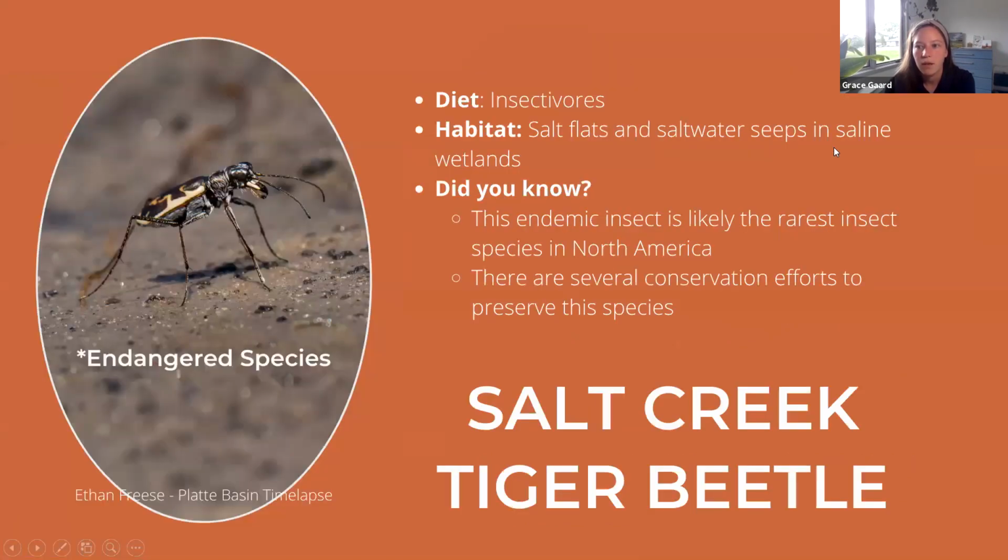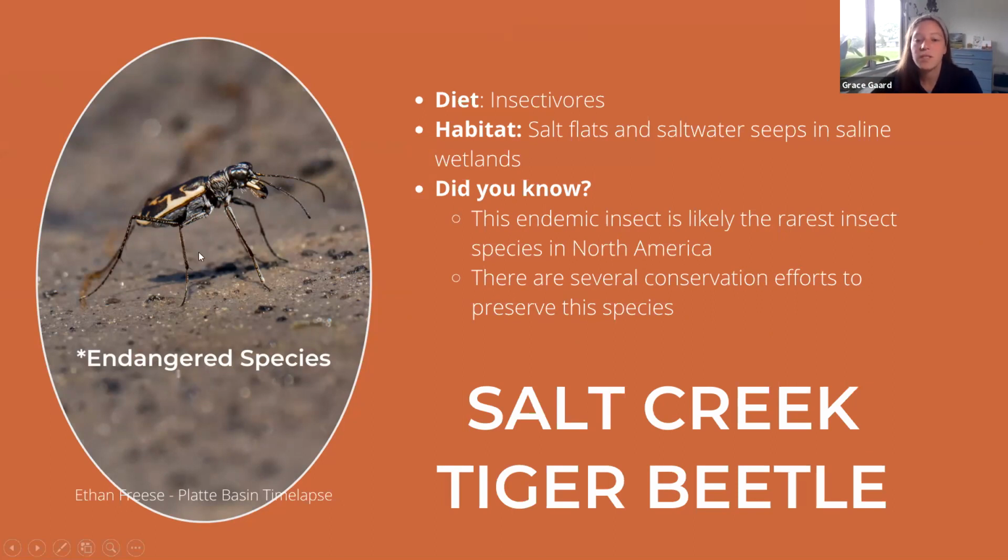And actually last week on Thursday, Ted LaGrange and Sean Dunn talked about the saline wetlands specifically and the Salt Creek tiger beetle. I don't go into depth too much here, but you could watch that presentation if you want to know a lot more about Salt Creek tiger beetles than what I have here. They are insectivores, so they'll eat other small insects, whether when they're larvae or when they get older and look more like the adult you can see in this photo.